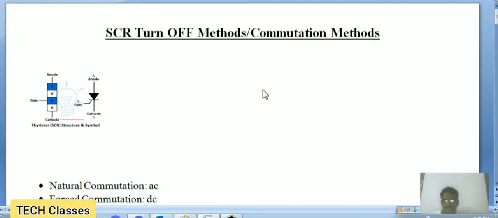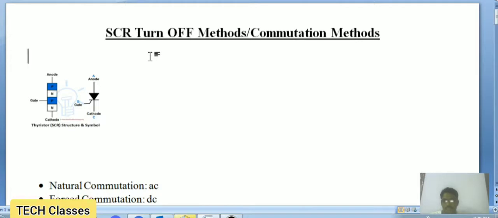Greetings of the day. In this lecture, I would like to explain about the SCR turn-off methods. Topic of the day is SCR turn-off methods. The turn-off methods are also known as commutation methods. Now, why are we going to study about these turn-off methods?